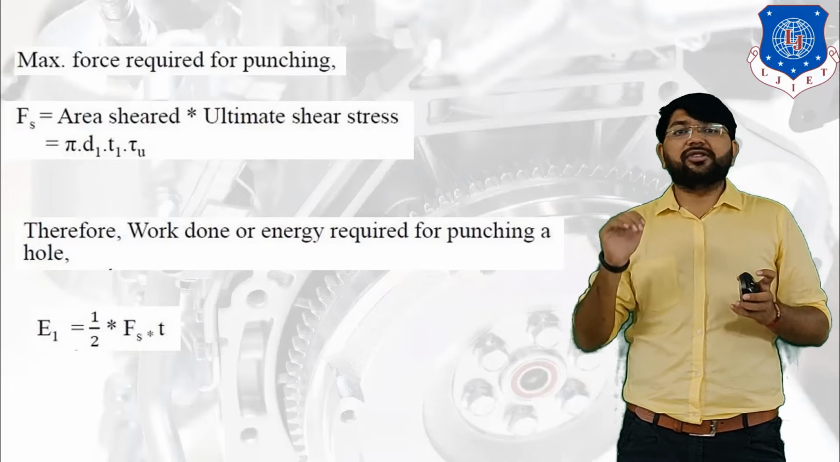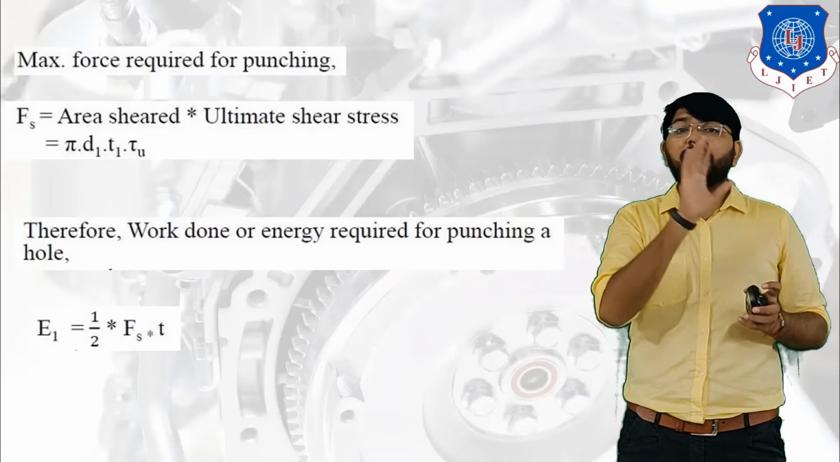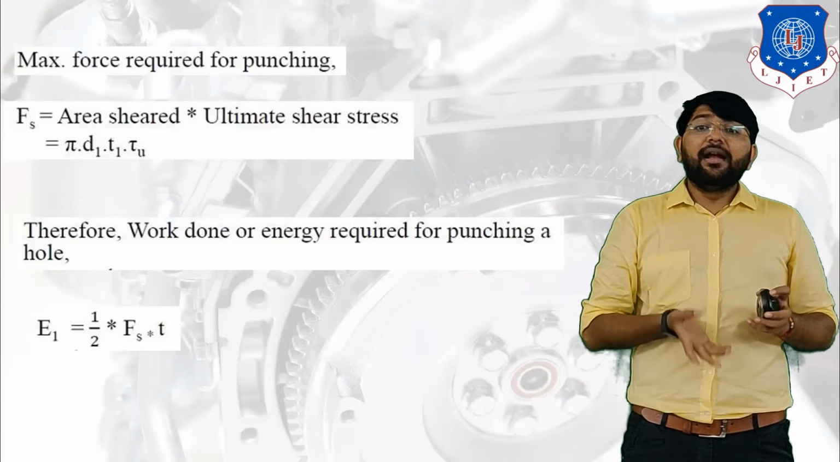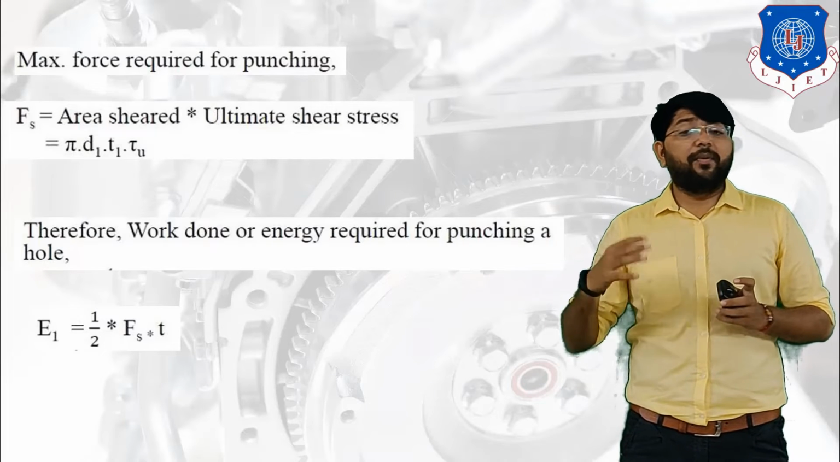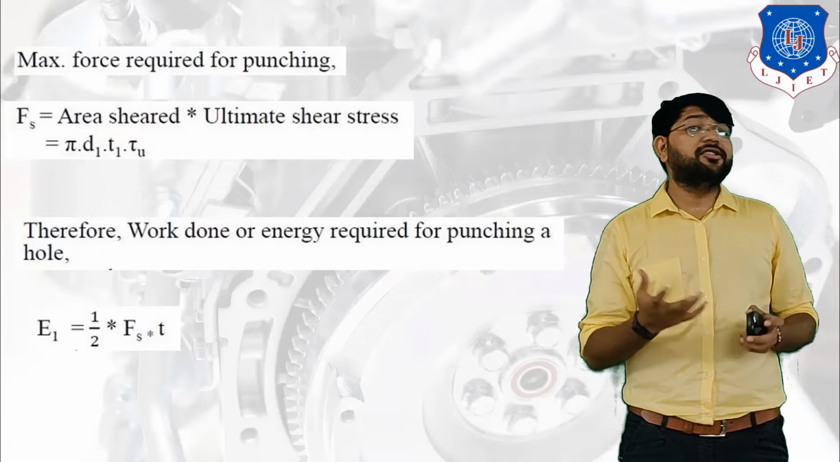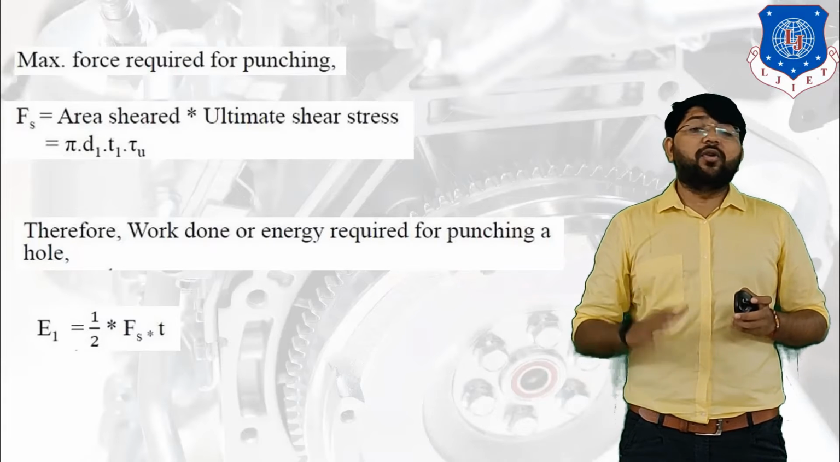Clear? So this is the sheared area of the hole. Now, maximum force required for punching: you all know the relationship between stress, force and area. The equation of stress is force upon area. So based on that, shear force is equal to shear stress into area. The area is pi d1 into t1, so force is pi d1 t1 into ultimate shear stress. So this is the equation for the force.